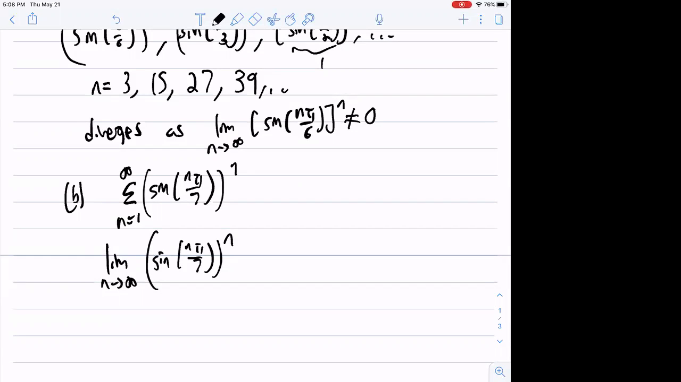So the terms -1 and 1 are not in your sequence. But if they are not in your sequence, all the other values of sine, I don't know exactly what they are, but I know they're between -1 and 1. And what happens when you take powers of numbers between -1 and 1? What happens to it?